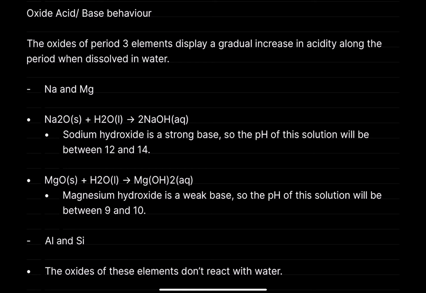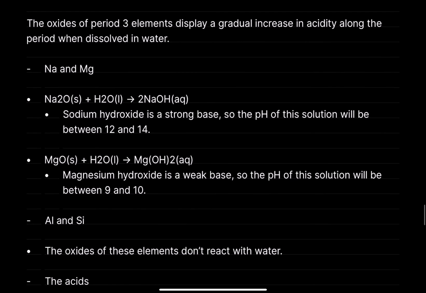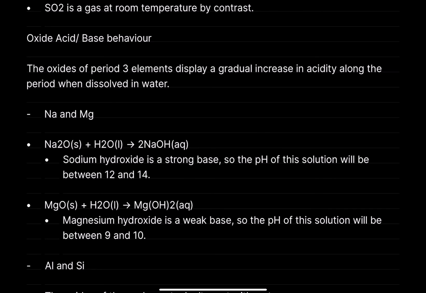Now the easiest ones are the sodium and magnesium ones. So sodium oxide plus water forms sodium hydroxide. That's the most basic one. By the way, you obviously have to always balance your equations for A level. That should be a given. I shouldn't have to tell you that.